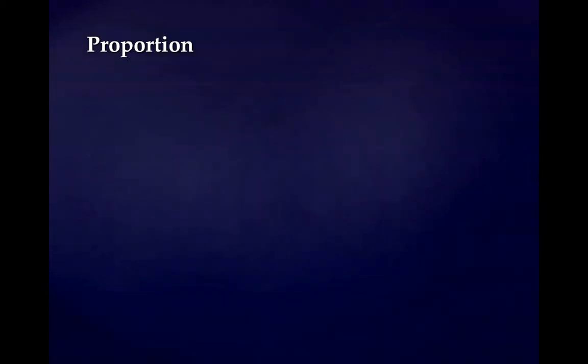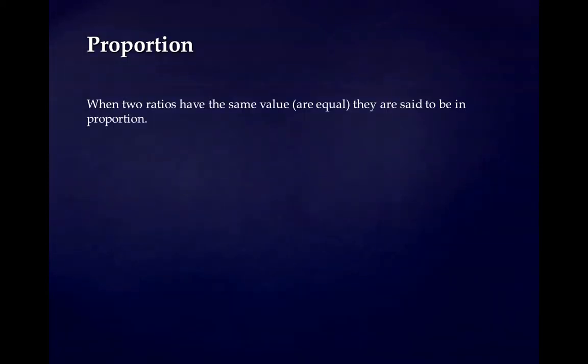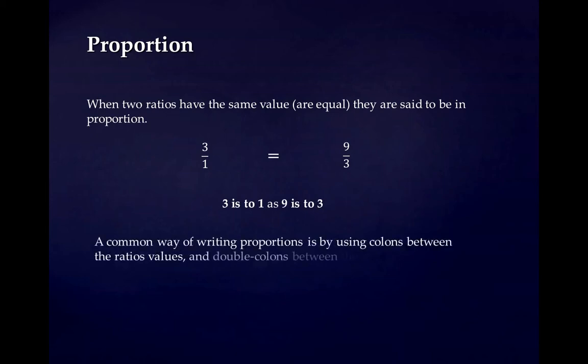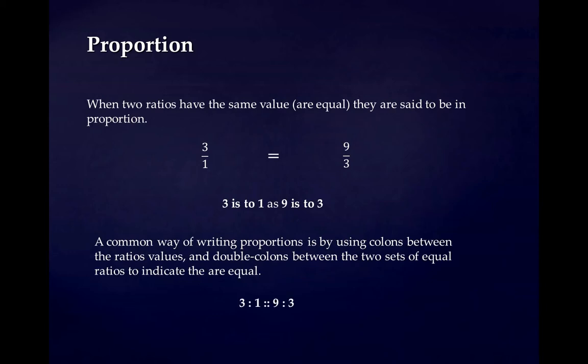Proportion. When two ratios have the same value, are equal, they are said to be in proportion. 3 is to 1 as 9 is to 3. A common way of writing proportions is by using colons between the ratio values and double colons between the two sets of equal ratios to indicate they are equal. 3 is to 1 as 9 is to 3.